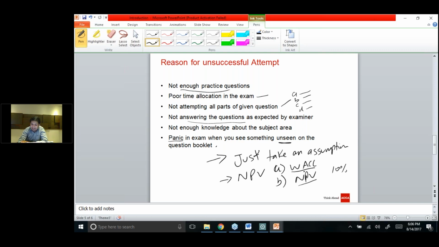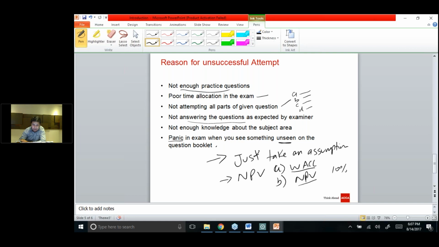But if you panic in the exam because you don't know the very basic part of WACC in part A, and you leave that question, obviously you will lose nearly 15 to 20 marks. So instead of losing 15 to 20 marks, just take an assumption and try to solve the question. If you do not know, or if you are not satisfied with part A, take an assumption for that part and solve part B. You will get the full marks of part B, only you will lose the part A marks, but at least you can pass. If you leave all the questions, then it is very difficult for you to pass the exam.